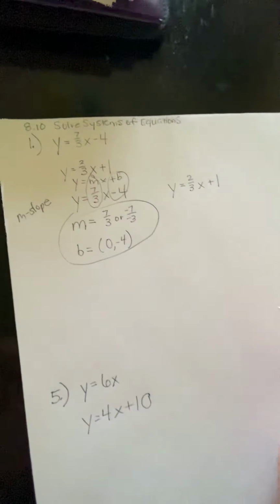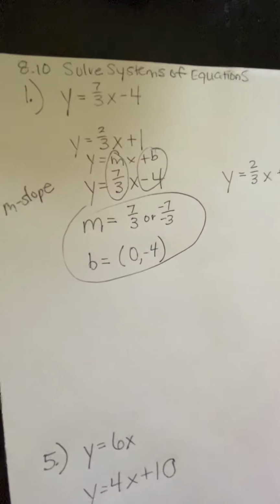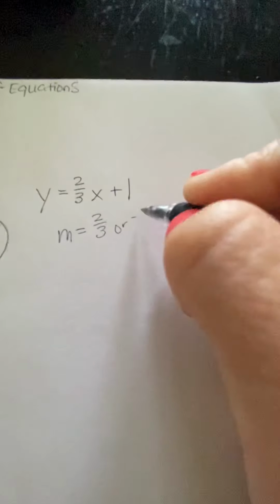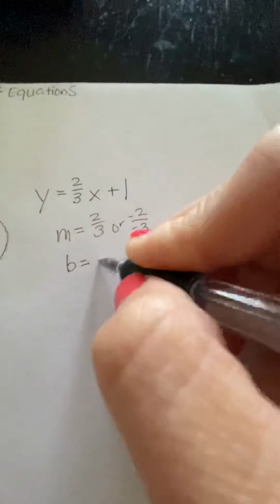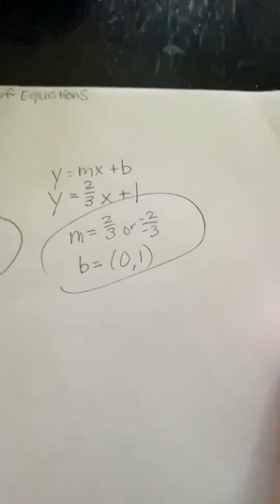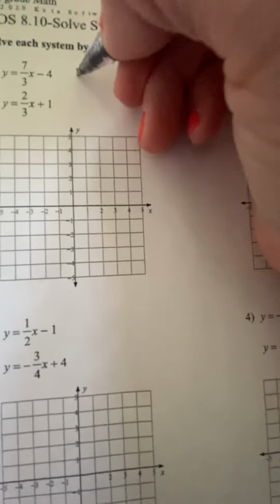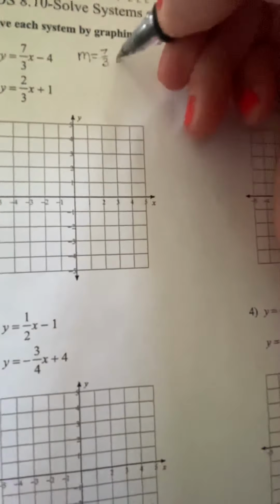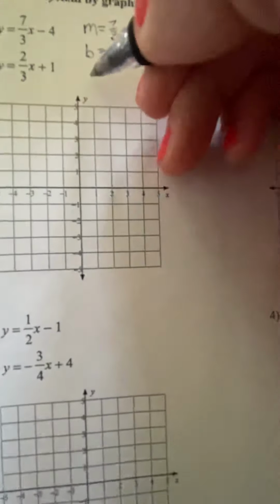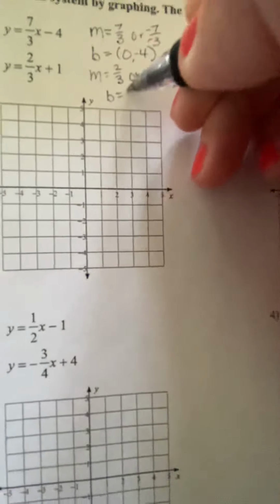So the information you need to graph is right there on the first equation. m equals 7/3 or negative 7 over negative 3, and b equals 0, negative 4. Equation number 2. The slope is m equals 2/3 or negative 2 over negative 3. And the y-intercept is b equals 0, 1, and that's taken from y equals mx plus b. So we take all of the information and we go over here and try to graph it. I'm going to rewrite the information here on my answer page. For equation 1, m equals 7/3 or negative 7 over negative 3, and b equals 0, negative 4. Equation 2, m equals 2/3 or negative 2 over negative 3, and b equals 0, 1.